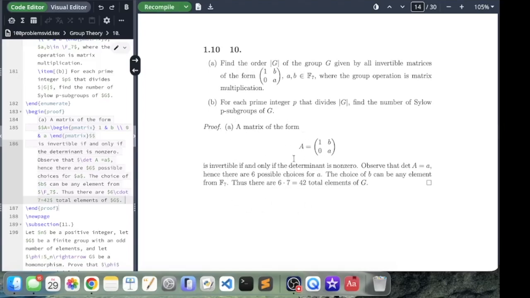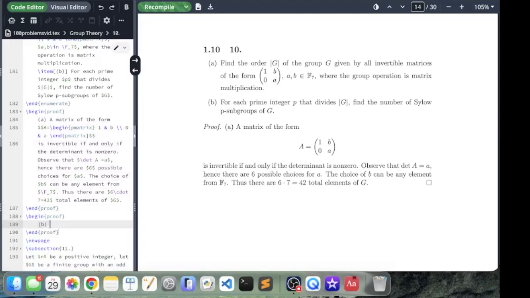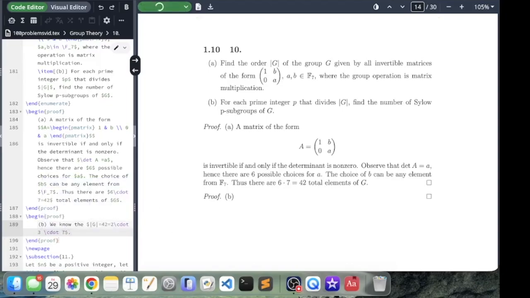Okay, this is part A. Now we want to do part B. So we're going to open a proof environment, part B. It says for each integer p that divides the order of G, find the number of Sylow p subgroups of G. We know the order of G is equal to 42, which is equal to 2 times 3 times 7. So our Sylow subgroups are a Sylow 2 subgroup, a Sylow 3 subgroup, and a Sylow 7 subgroup. Having done the problem, I know that starting with 7 is the easiest.